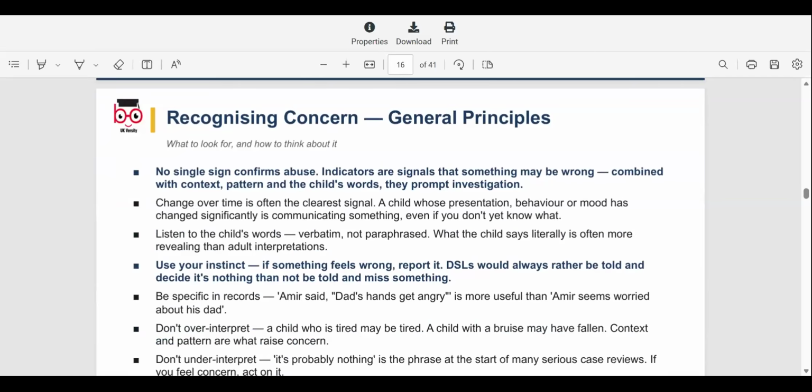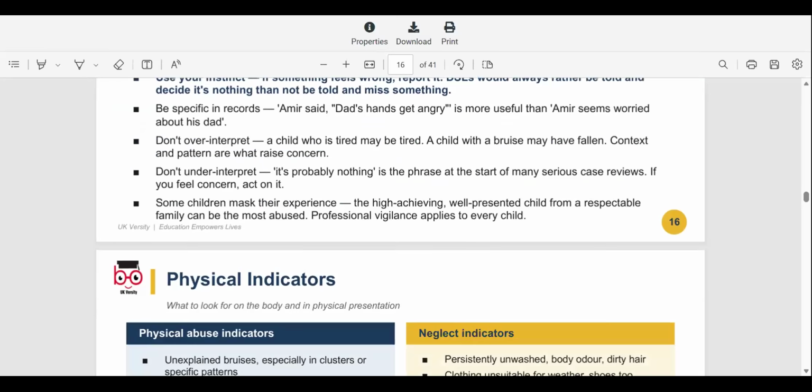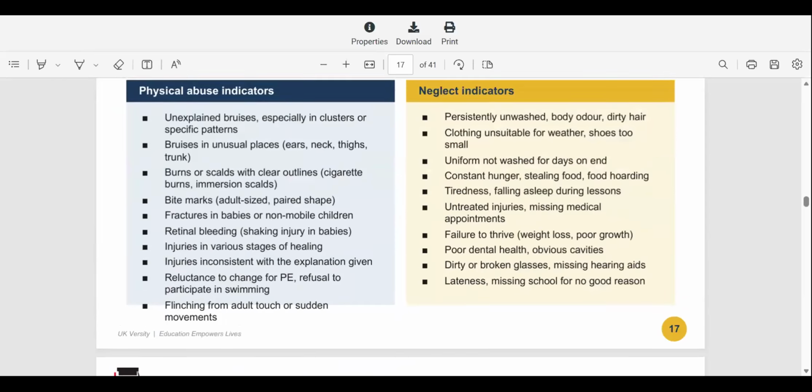So it's very difficult sometimes to recognize them, but recognizing safeguarding concerns means spotting signs. It may be a change of the child's behavior over time. Listening to the child's words may suggest a risk of harm. It may be their physical indicators. It could be any sort of missed appointments. Things like children mask their experiences.